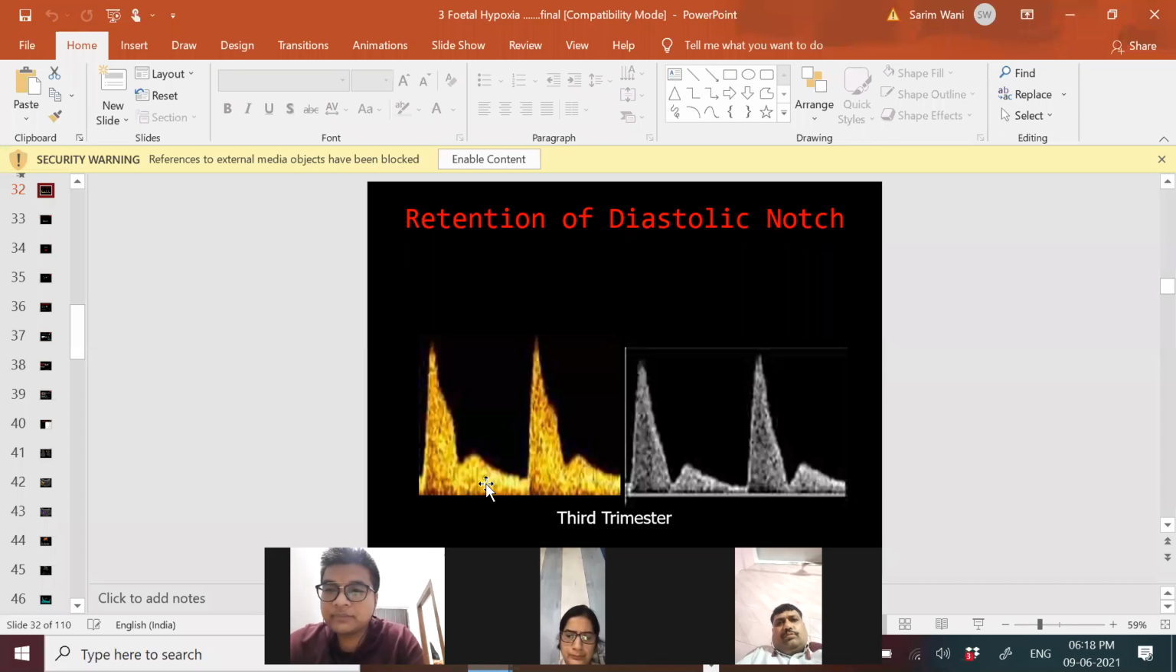High resistive index does not mean that something is high over there. It is actually the drop in the diastolic flow that gives us a high resistive index. I am repeating, it is due to the drop in the diastolic flow that the S by D ratio is increased. Now, whenever the books write high resistive index, it simply means that the S by D ratio is increased. Now, if S by D ratio is increased, what is dropped?